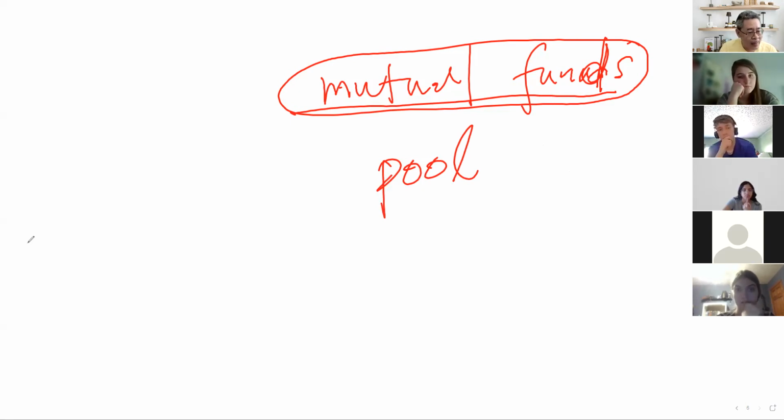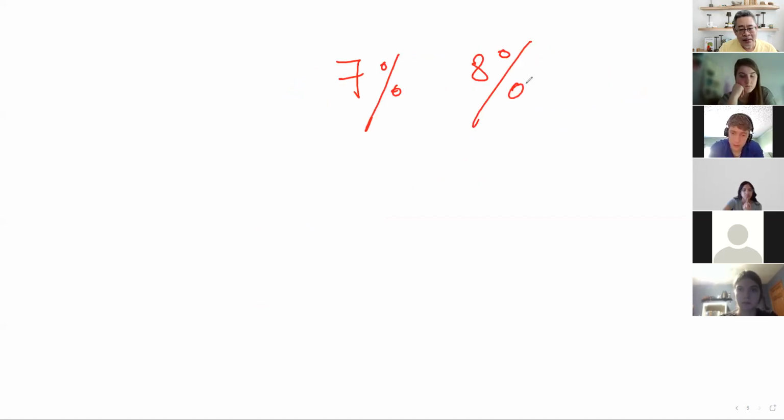Now the stock market goes up and down, but you can reasonably get 7 or 8% on average. Let's say you got 8% by putting your money in an index fund, which is very good. An index fund just buys the stocks on the index.